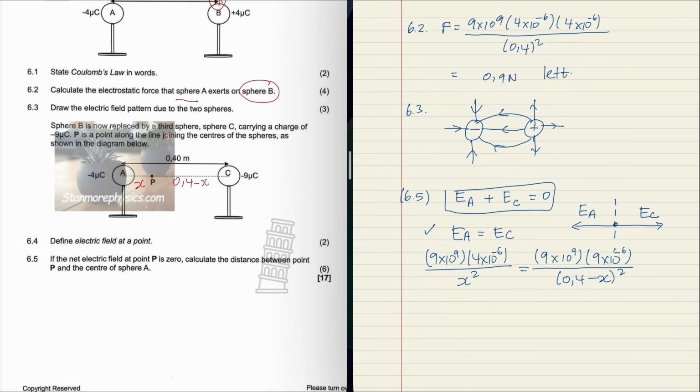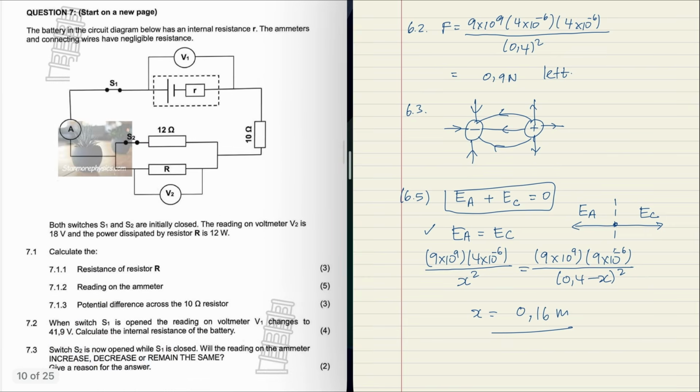And now we can solve for x. You can use your calculator, shift solve function. x is equal to 0.16 meters. And that is the distance that they want. They want the distance between A and P.